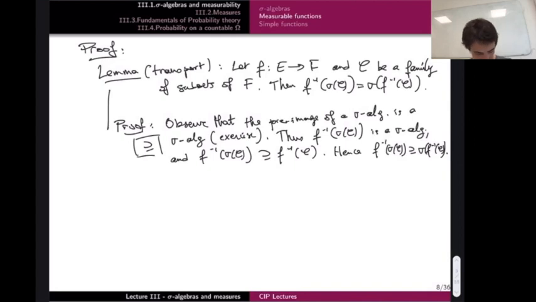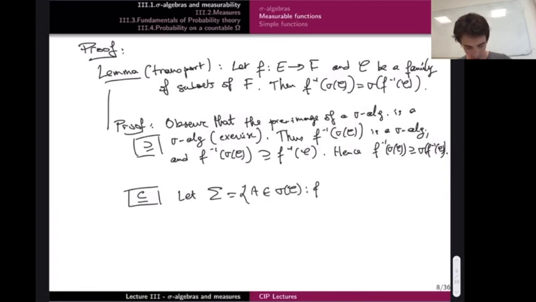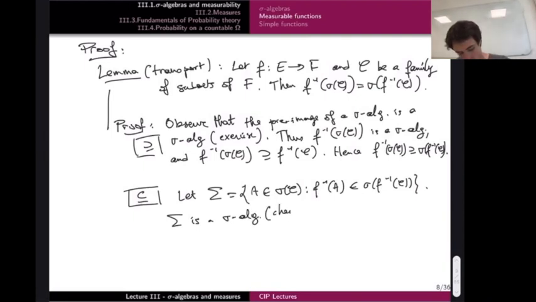And for the second one, it's a bit tricky, and I will give you the trick now. So let capital Sigma be the set of all elements A of sigma of C such that f minus 1 of A is in sigma of f minus 1 of C. So first, capital Sigma is a sigma algebra. You should check this. I'm not doing it here.